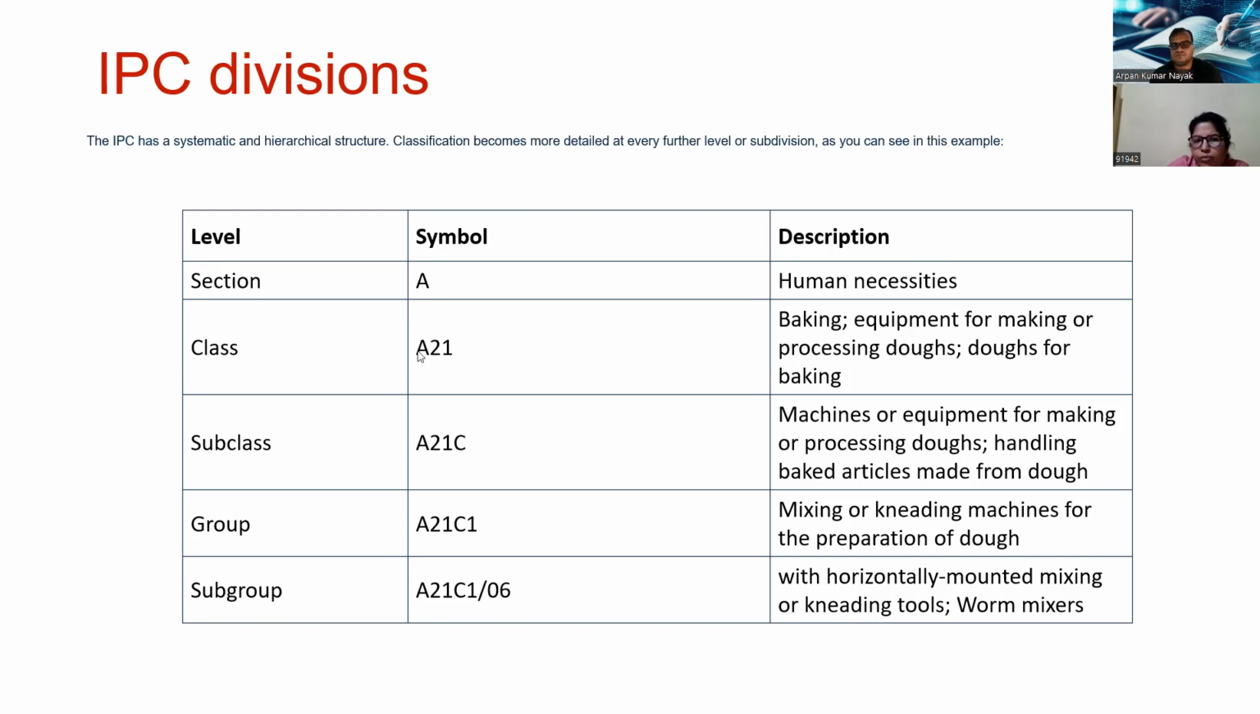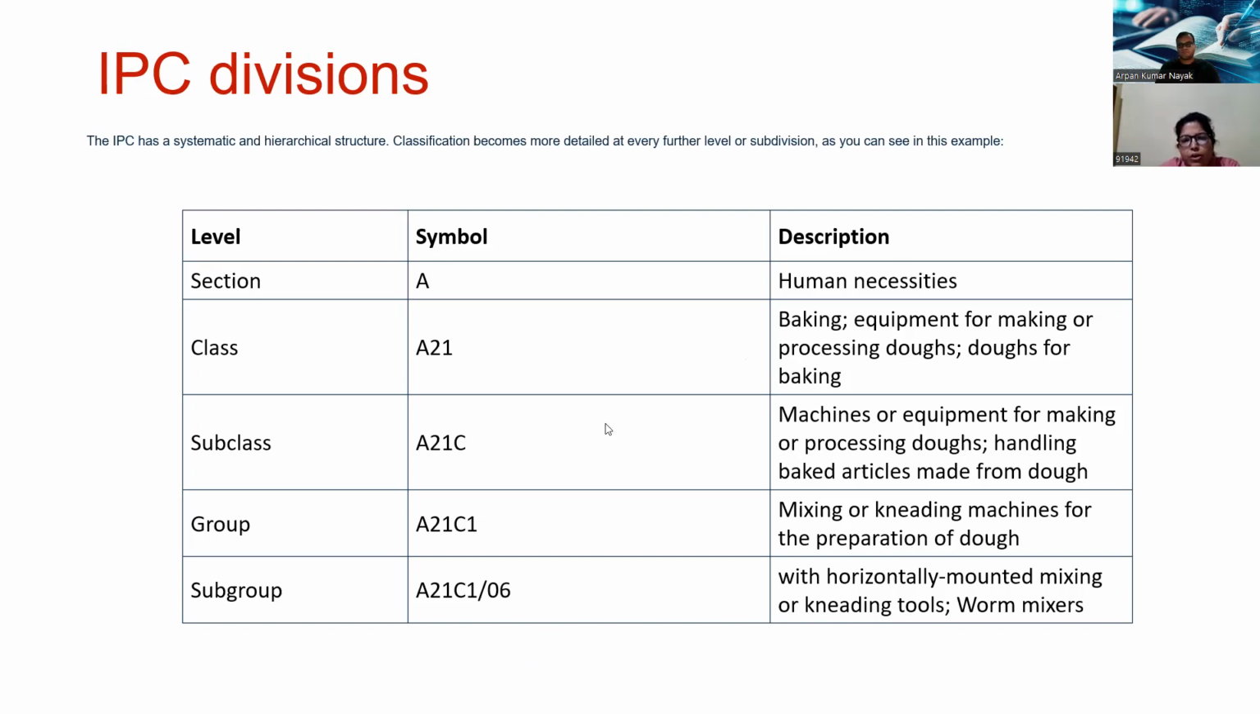So you will see that we have the symbol systems from the section, class, subclass, group and subgroup. And in this subgroup, what we are getting is horizontally mounted mixing or kneading tools or worm mixers. So these are covered in our subgroups. So you will have a little bit of an idea about that. If we have this in some of the patents, that means we are talking about the human necessities. And this will be more clear when we go to the WIPO site to see the International Patent Classifications of our relevant inventions.